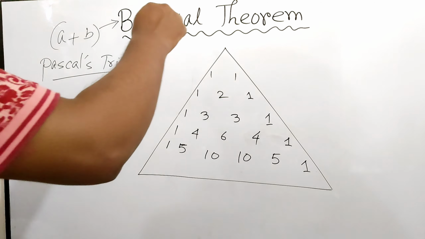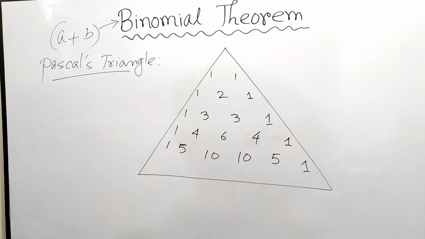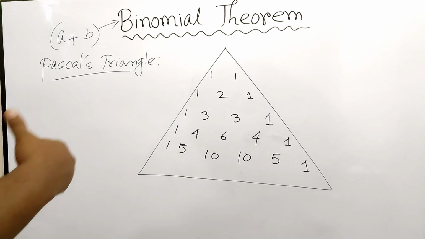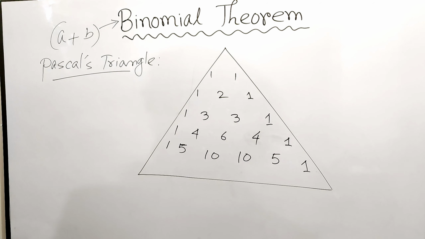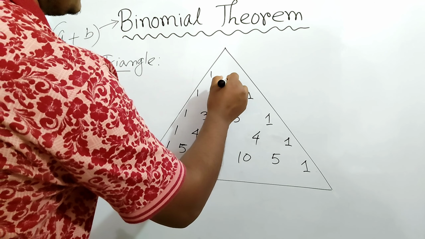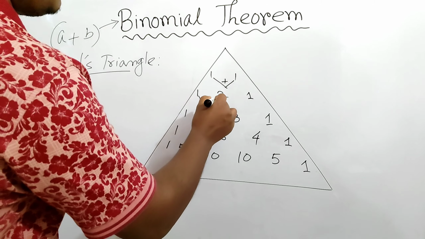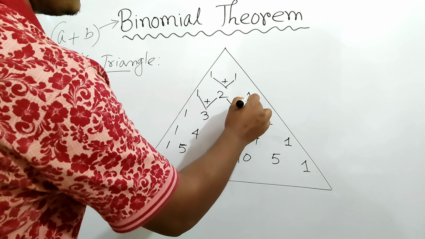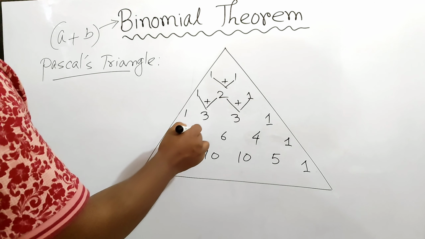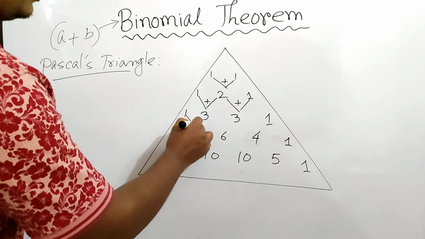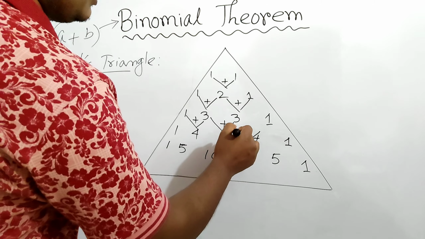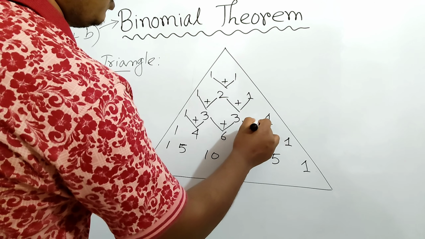We need to memorize this, because sometimes in a question you need to find the terms according to Pascal's triangle. So what is the pattern of this? If you look at the middle terms, 1 plus 1 is 2, 1 plus 2 is 3, again 2 plus 1 is 3. Every coefficient follows some pattern. Then 1 plus 3 is 4, 3 plus 3 is 6, again 3 plus 1 is 4.